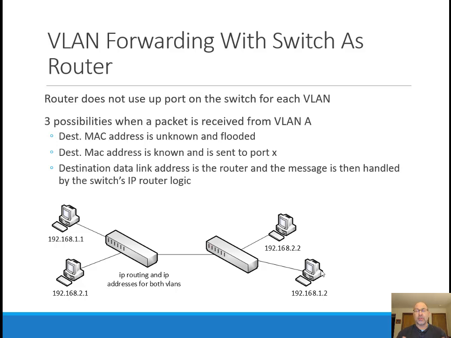We don't know this particular MAC address on this particular VLAN, so we'll flood it. The MAC address is known, and we'll send it to the correct port. The destination MAC address is actually a router, and then we'll send it up to the router, and the router will process it. Or in this case, since the switch is operating as a router, the switch will forward it as if it was a router in the same exact way. So in this case, the switch on the left would actually have a routing table.